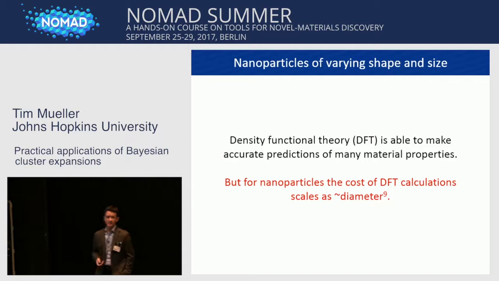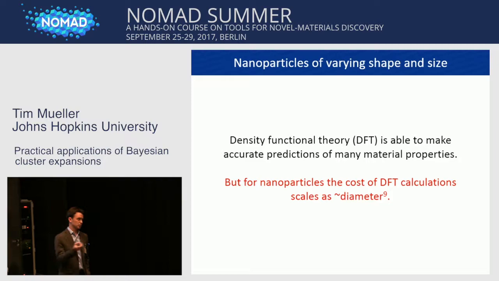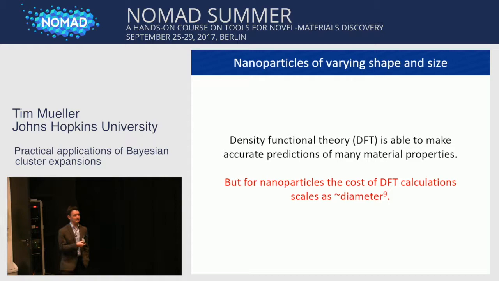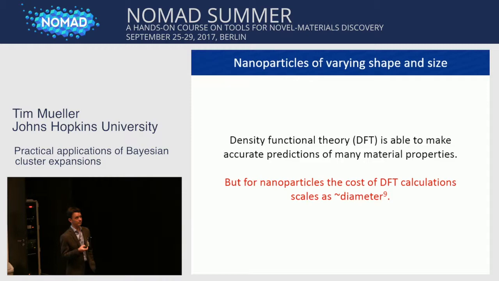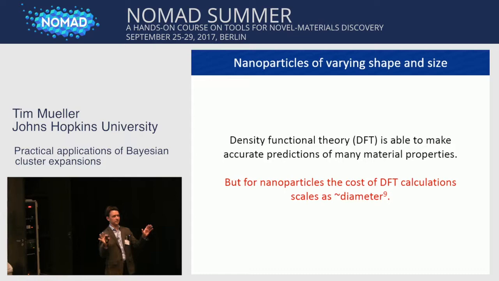One of the reasons this is important is because if you try to do this with density functional theory, which scales roughly as the cube of the number of electrons in your system, you can use some tricks to get that down a little bit. But that means the cost of the calculation scales as about the ninth power of the diameter of your nanoparticle. So we can get up to 2 or 3 nanometer nanoparticles right now, but we can't practically go much above that. And if you start talking about large nanoparticles of varying internal structure, size and shape, forget it. You can't do it with density functional theory. So we need to use something like a cluster expansion for this.